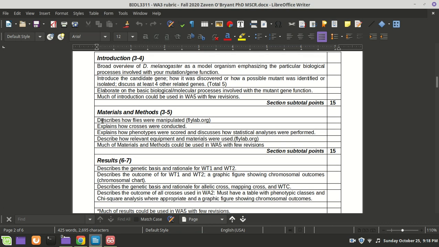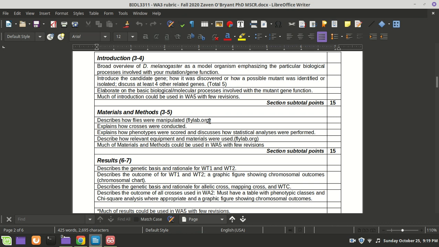Now, materials and methods. Right here, describe how they were manipulated. In our particular case, it's the software. In the past, this has been a pretty long section because people had to talk about how they grew the flies, how they operated in the lab, and how everything worked. Well, now you have to explain the software.